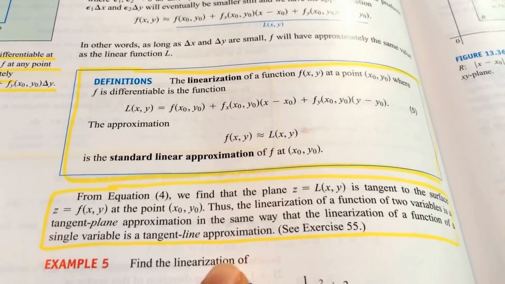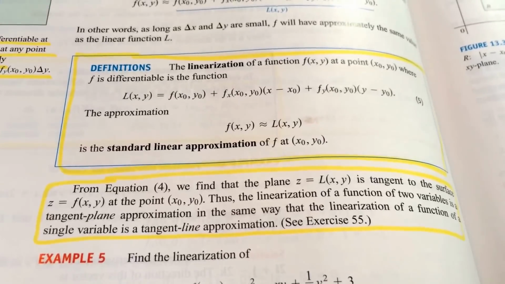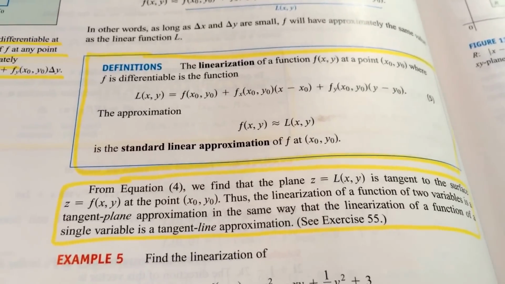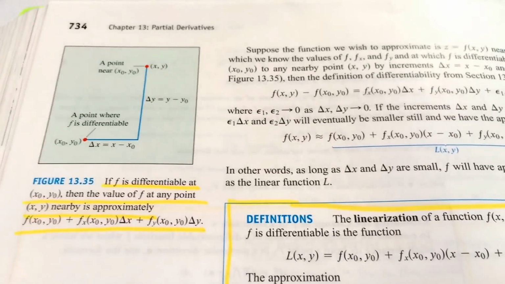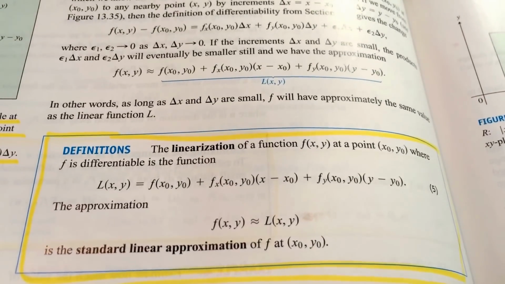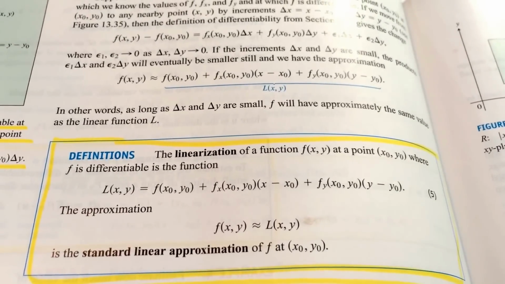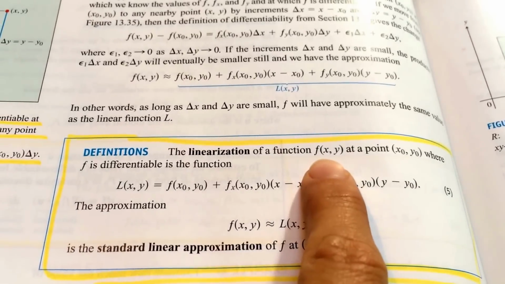So before you had a curve, and so you used the tangent line to approximate it. Now we have a surface, so we're going to use the tangent plane to approximate it. So they talk a little bit about it here on page 734 in this figure, and then they have the formula here. So this is the linearization, one of the two linearization formulas. I'll show you the other one. This would be for if you have just x and y.